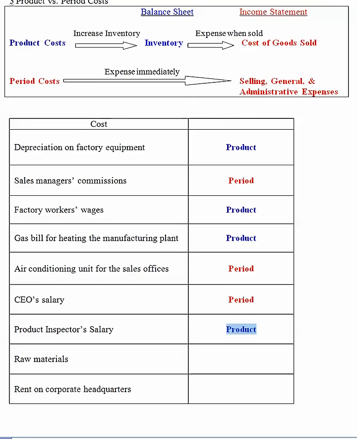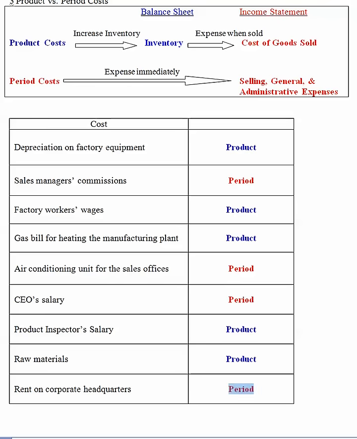The raw materials that go into the making of the product are product costs, a major component of a product. Now they sometimes will call these raw materials direct materials, but we'll talk more about that later. Rent on the corporate headquarters, not the factory or the plant, is a period cost.